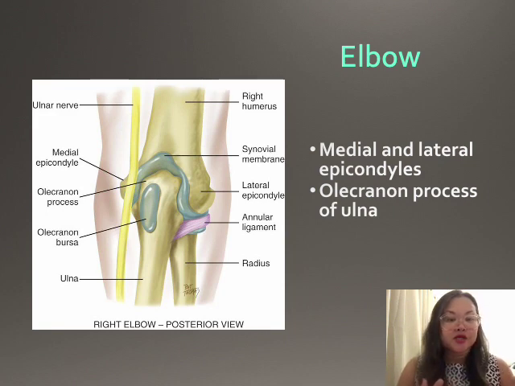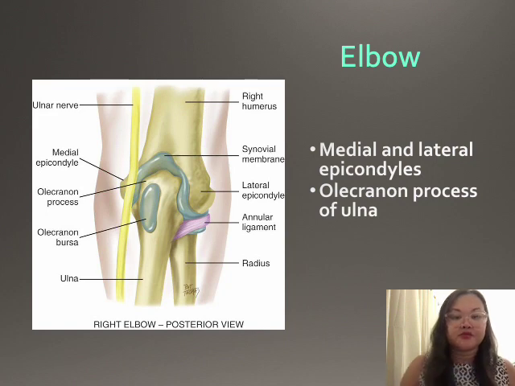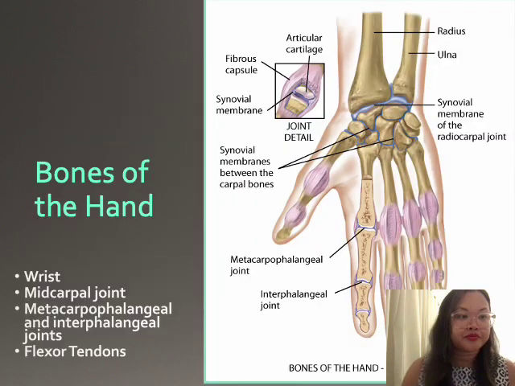The radius and the ulna articulate with each other at 2 radioulnar joints, one at the elbow and one at the wrist. And this is what allows the pronation and supination of the hand and forearm.